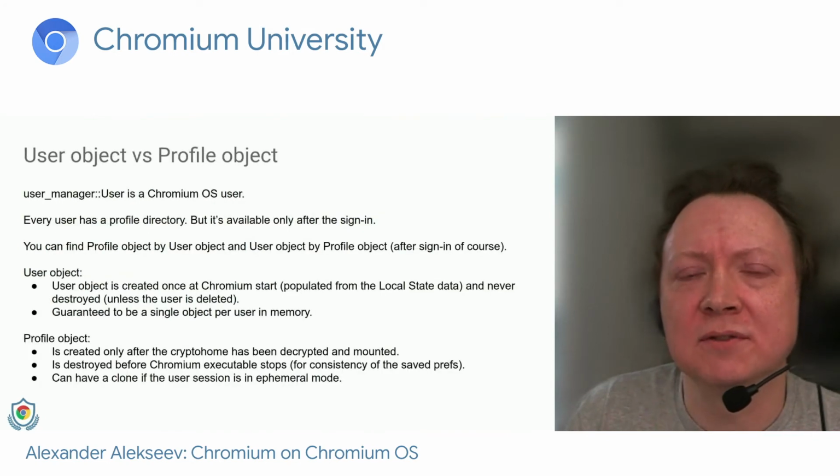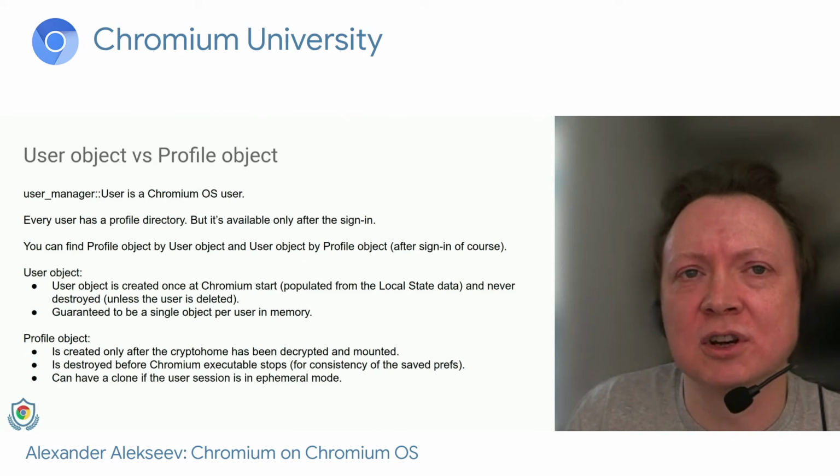Let's look at the key differences between profile and user objects. The user object represents a Chromium OS user as an operating system user. Every user has a corresponding profile object that is available after signing in. You can translate between them via getUserByProfile and getProfileByUser. But the lifetime of these objects is significantly different.